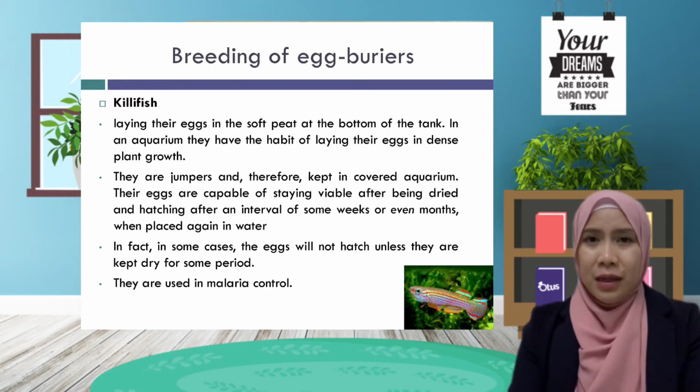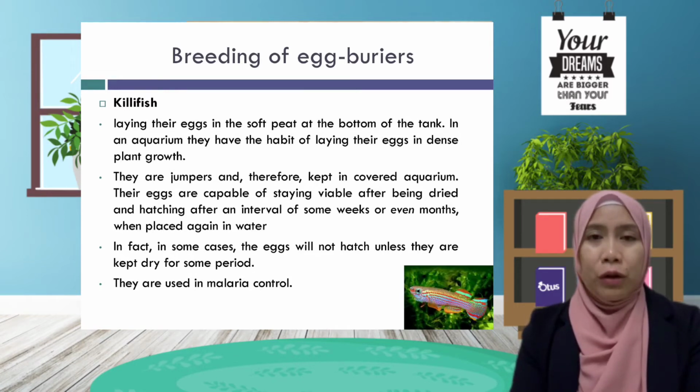In fact, in some cases, the eggs will not hatch unless they are kept dry for some period. Being insectivorous in nature, they are used in malaria control by being introduced in stagnant water pools. They rarely grow over 3 to 4 cm in total length and are short-lived.